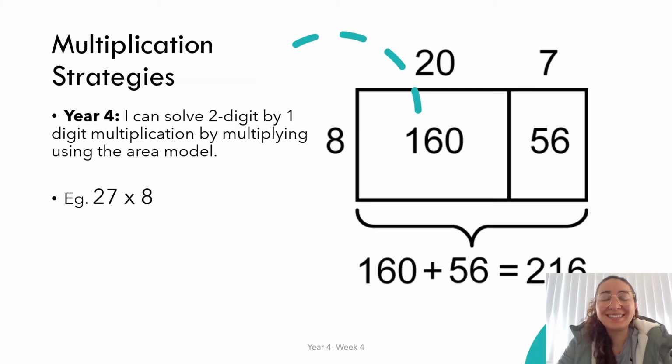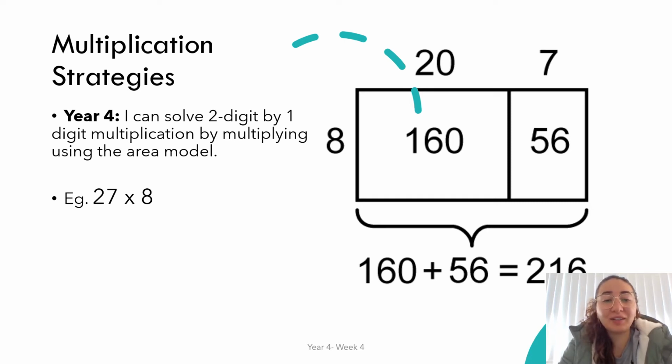Hi guys, today we're going to be focusing on the strategy of using the area model. Let's look at our learning goal. For Year 4, I can solve 2-digit by 1-digit multiplication by multiplying using the area model. A few of you might remember this when we did it last year with the other Year 4s. Here is an example question that we're going to go through together.